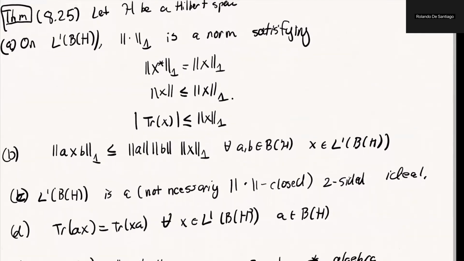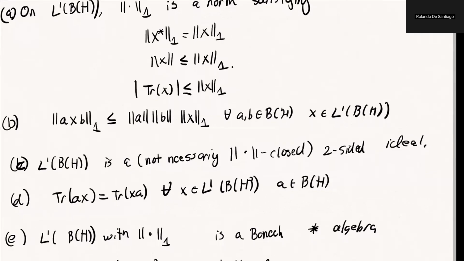And it behaves a lot like the trace in finite dimensions, which allows you to swap the inputs. So the trace of AX is equal to the trace of XA, where X is in L1 and A is in B(H). I want you to notice that we have to pick elements from two different spaces. We'll deal with that a little bit later.